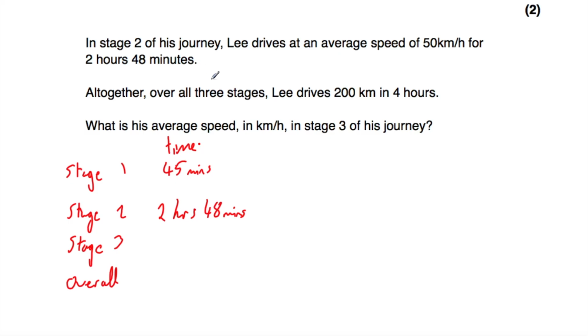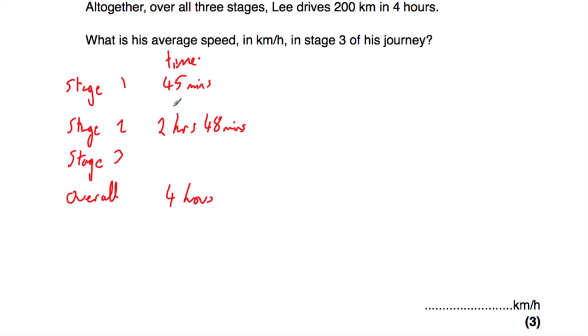And then we're told that altogether, the 3 stages takes him 4 hours. So we know that's 4 hours altogether. So that means that we can work out how long it takes Lee for stage 3. We can work out the missing time here because we know that 45 minutes plus 2 hours 48 minutes plus this missing time is equal to 4 hours.